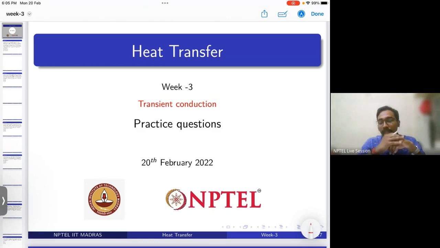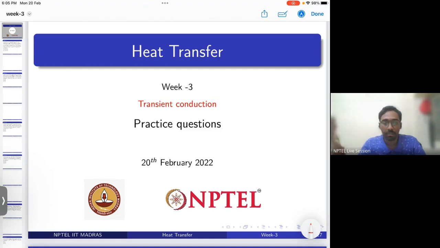In that case, we studied how a system can be assumed as a lumped system: when the Biot number is less than 0.1. If that is not the case, we cannot assume the temperature field inside the body to be isothermal. So we have to consider the spatial temperature variation of the body for higher Biot number cases.